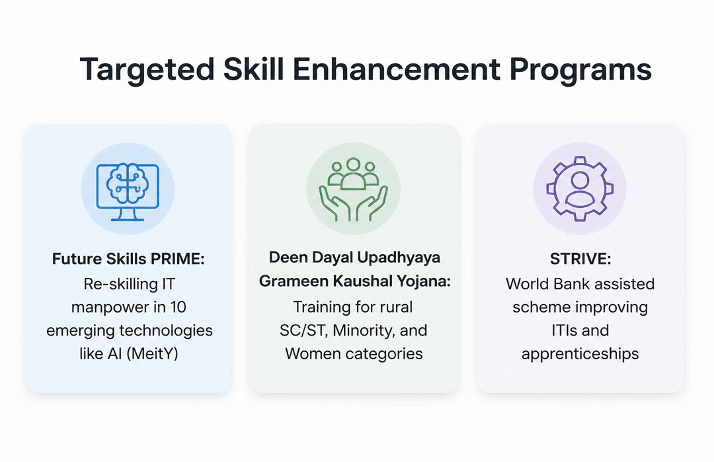To keep pace with global technological shifts, the Ministry of Electronics and Information Technology launched Future Skills Prime, focusing on upskilling IT workers in 10 emerging fields, including artificial intelligence. For rural empowerment, the Deen Dayal Upadhyaya Gramin Kaushal Yojana targets specific groups like SC, ST, minorities, and women. Finally, the STRIVE scheme, backed by the World Bank, works to upgrade the quality and efficiency of training provided in industrial training institutes and apprenticeship programs.